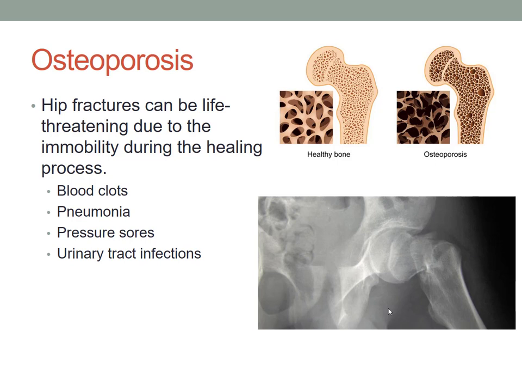And then also they're susceptible to urinary tract infections. This is oftentimes because they may have a urinary catheter or just their immobility. They're not able to get up and they go in their bed or they go in their Depends or their diaper or whatever. And over time, this can cause urinary tract infections.